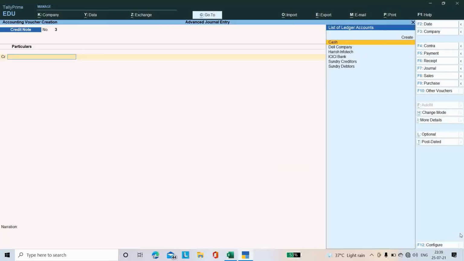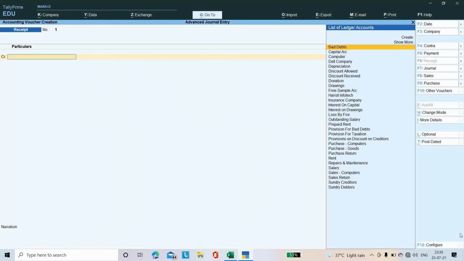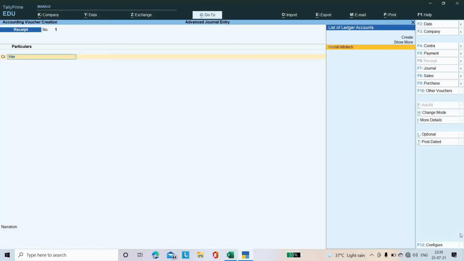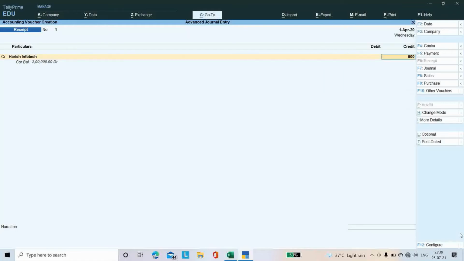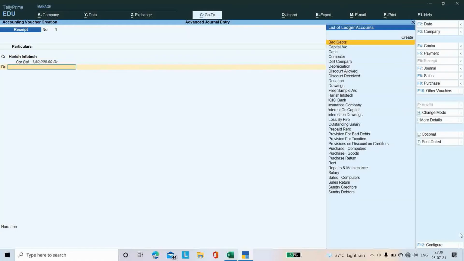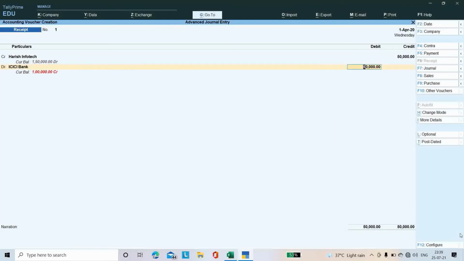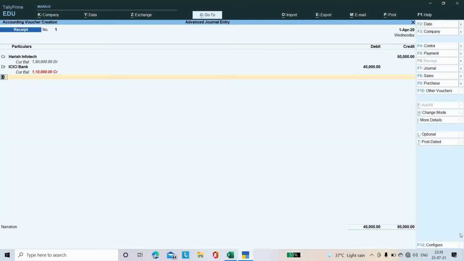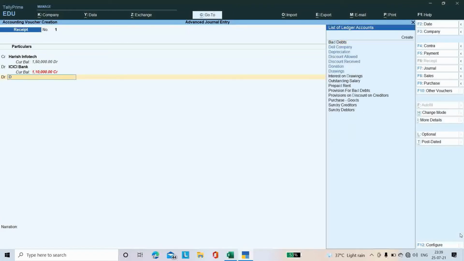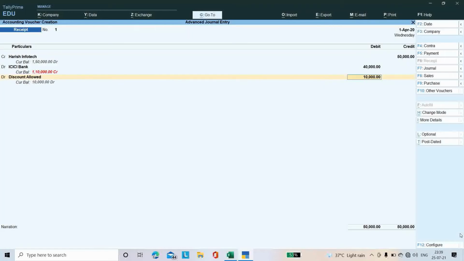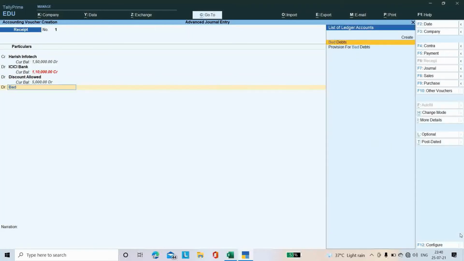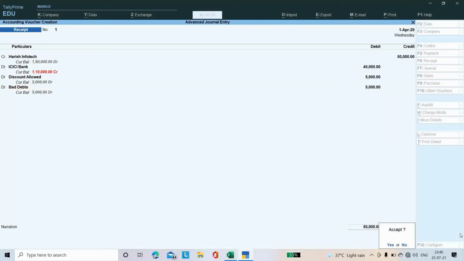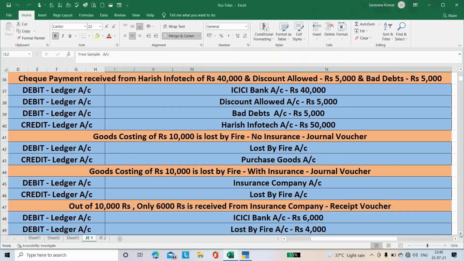This you have to enter in receipt voucher. Shortcut key is F6. So credit Arish Infotech, how much? 50,000. Debit ICICI Bank 40,000. Next debit discount allowed, how much? 5,000. Next debit is bad debts 5,000.